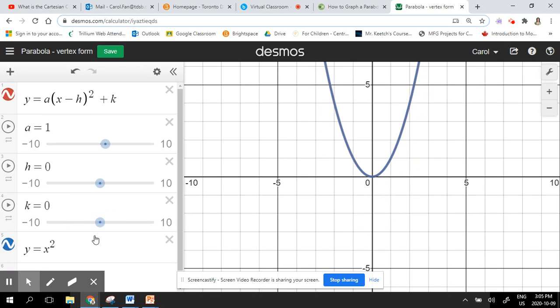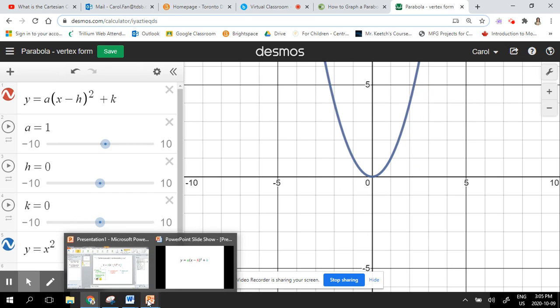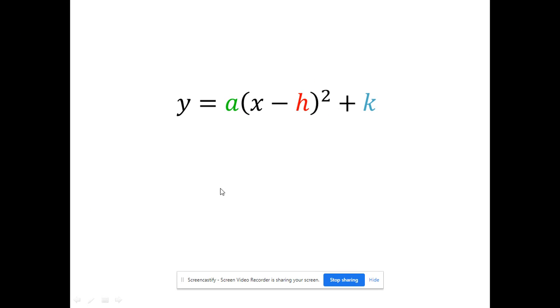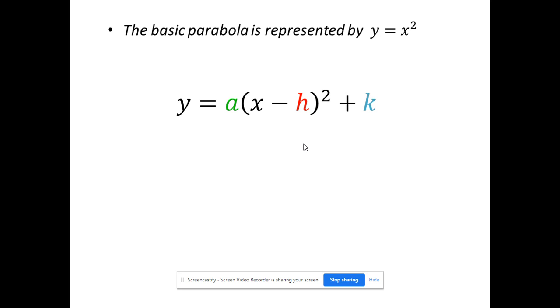Now let's summarize this in a chart. This is our parabola in vertex form. X squared is the basic parabola. All of these values, A, H, and K, are just transforming the parabola a little bit. So we have our A. A is the term that's being multiplied to the x squared term.